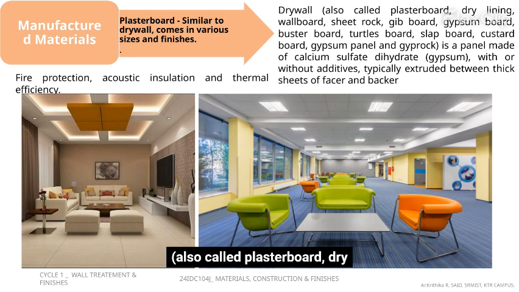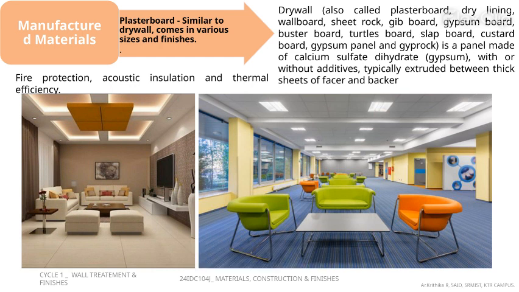Drywall, also called plasterboard, dry lining, wallboard, sheetrock, gib board, gypsum board, gypsum panel, and gyprock, is a panel made of calcium sulfate dihydrate, gypsum, with or without additives, typically extruded between thick sheets of facer and backer. It provides fire protection, acoustic insulation, and thermal efficiency.